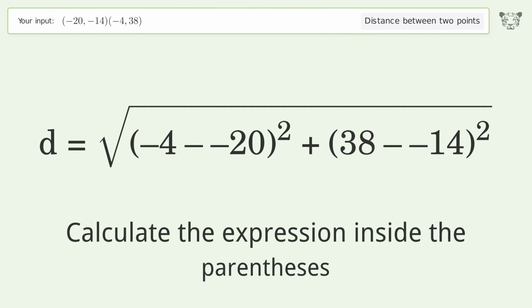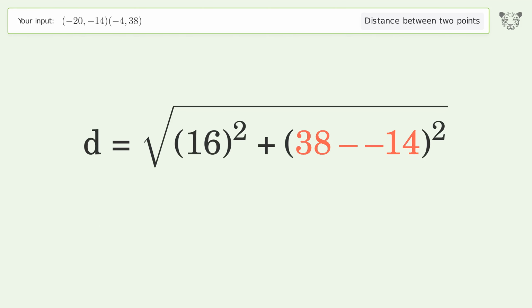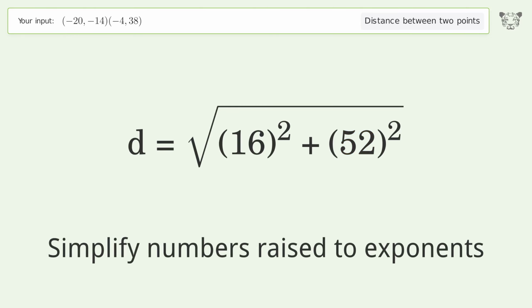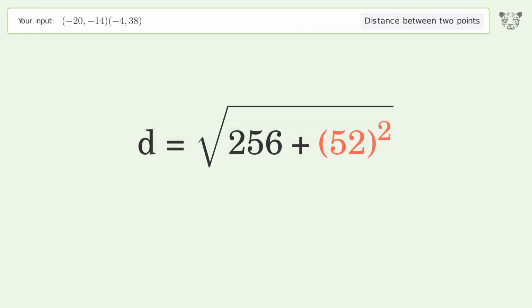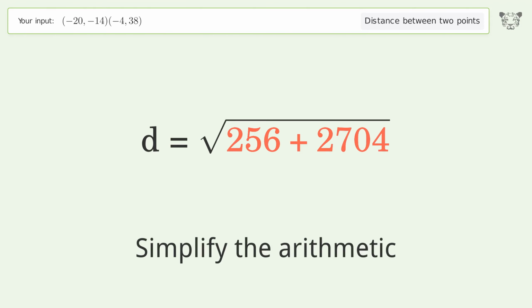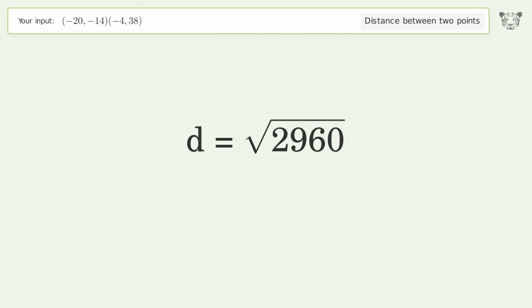Calculate the expression inside the parentheses. Simplify numbers raised to exponents. Simplify the arithmetic. And so the distance between the 2 points is the square root of 2,960, or 54.406.